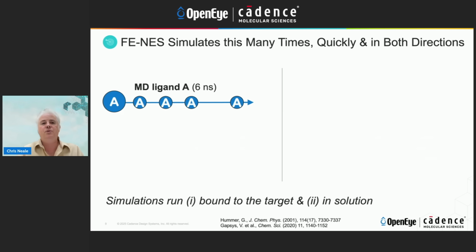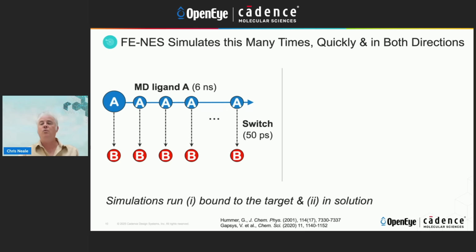Free energy non-equilibrium switching takes a slightly different approach. We do a standard simulation of molecule A, and then we take frames from that trajectory and we drive these very rapid switches between molecule A and molecule B. These fast transformations occur out of equilibrium and are done over only 50 picoseconds. By default, we do 80 of these.